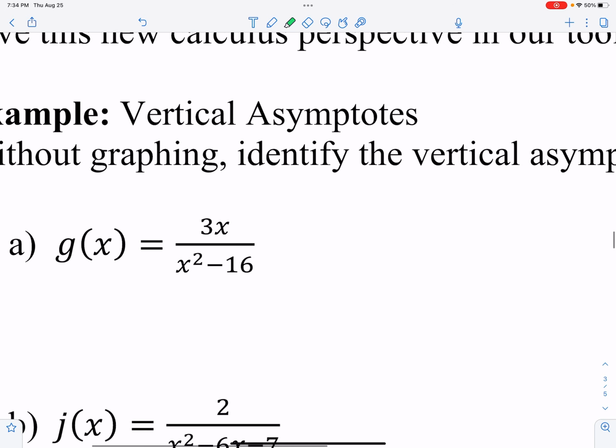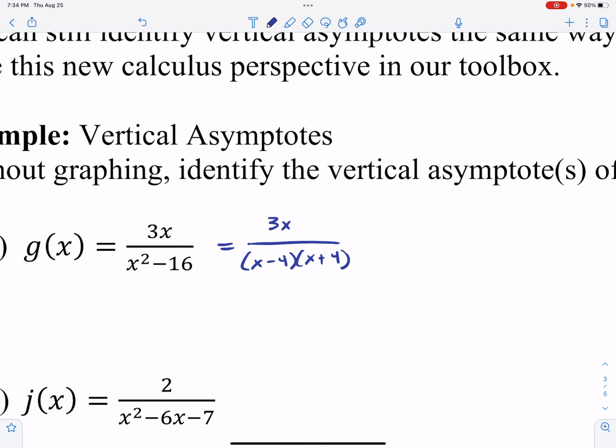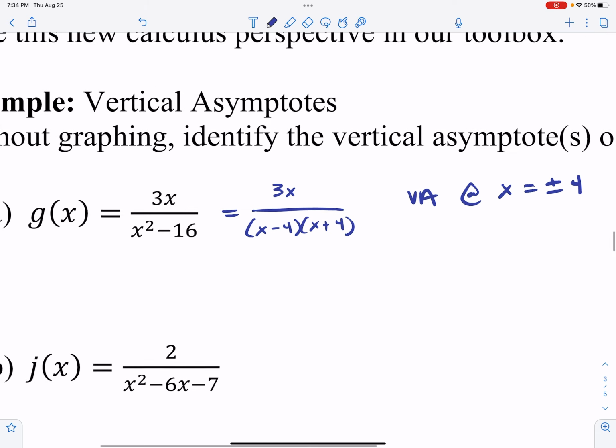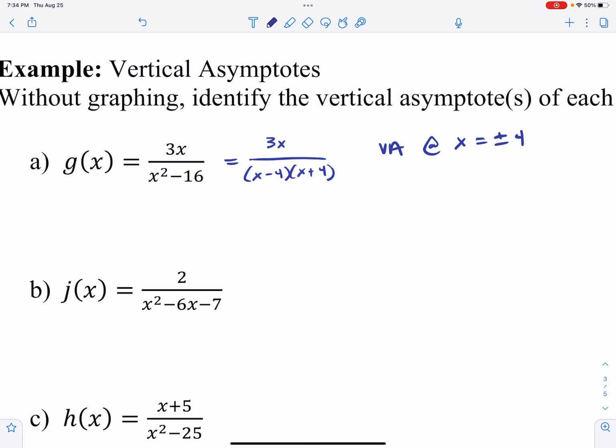Okay, well, g of x is a rational function. Just looking at that, I see there's no common factors. I could factor the denominator, but that's not even necessary. I could determine that there would be vertical asymptotes at -4 and 4 just by inspection, looking at the denominator and thinking about what values would make the denominator 0. So we have vertical asymptotes at x equals plus or minus 4. So 2 different vertical asymptotes for that function.